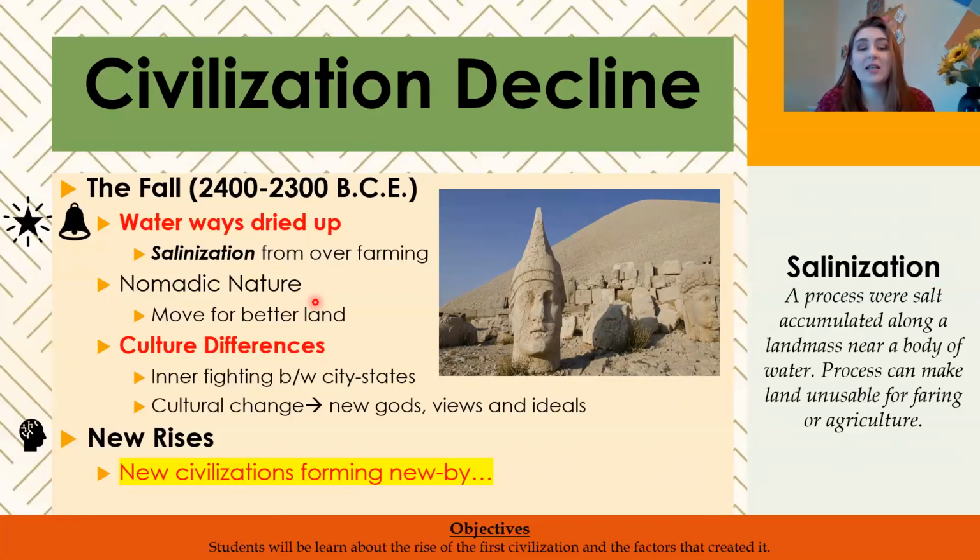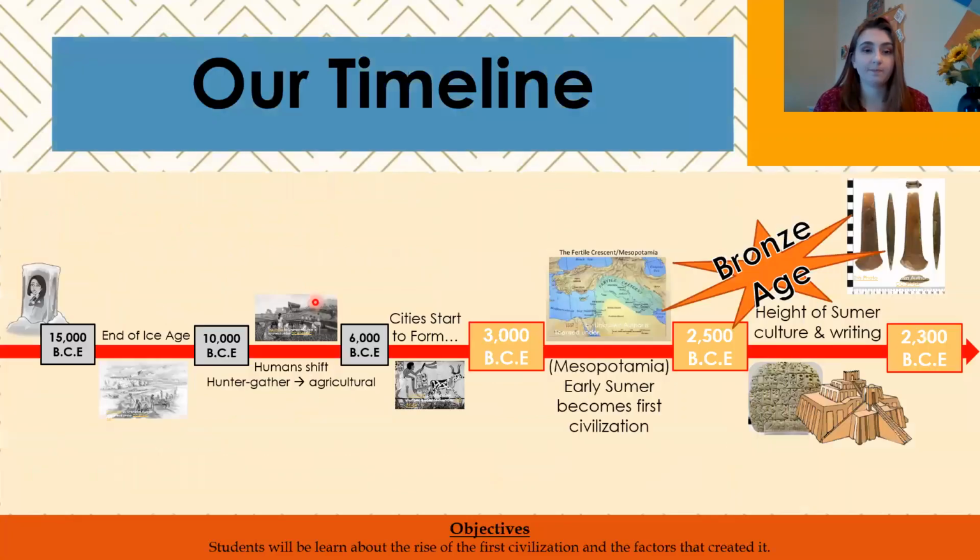However, that doesn't mean this is the end of civilization. With every fall, a new empire rises. And so new empires formed nearby and throughout history. So we'll see lots of chances where a civilization will fall and a new one will rise to take its place. And it's just a cycle we see often in history.